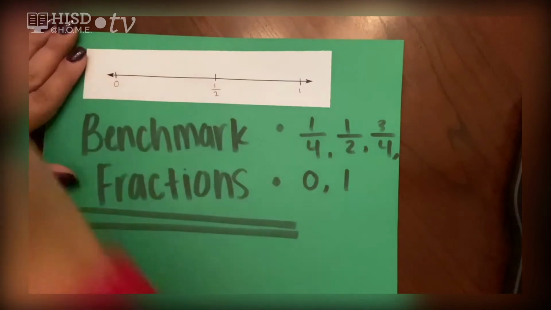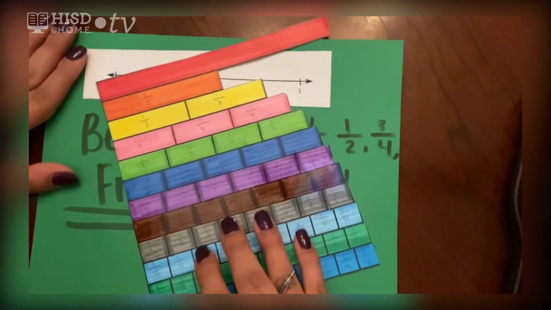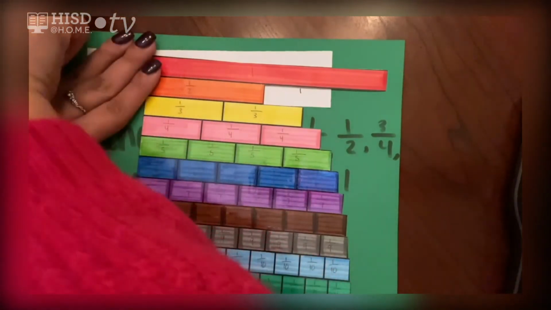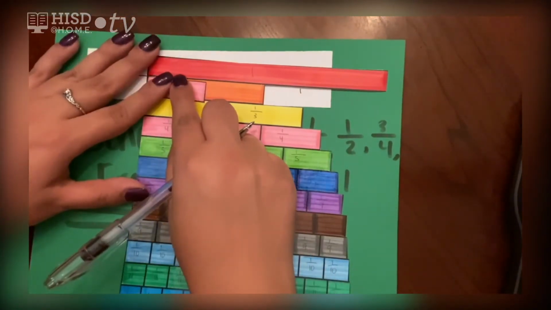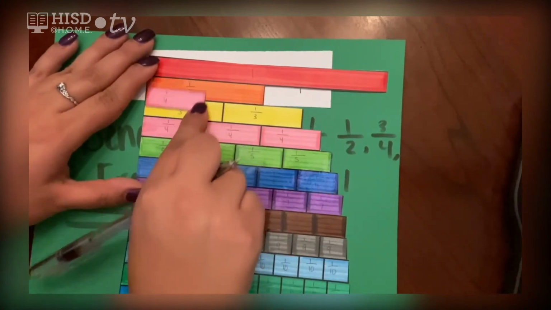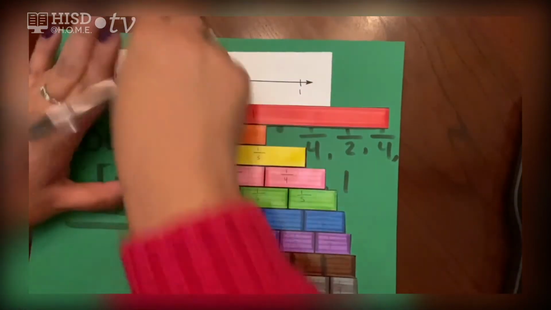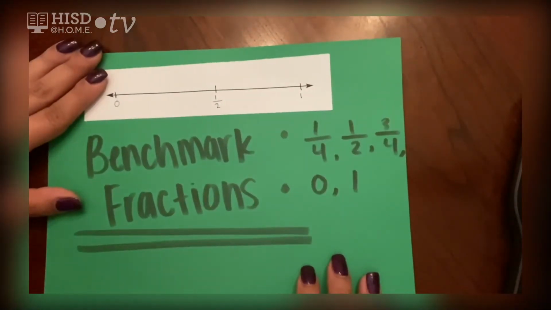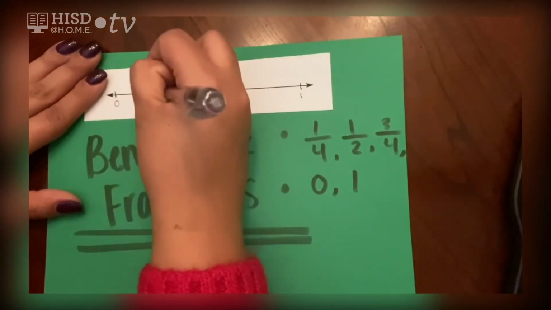Remember, let's look at our fraction bar model here. So if we're looking at a half, what's half of a half? Yeah, a fourth, right? So where do you think we're gonna put this fourth on our number line? Right here. Awesome work.